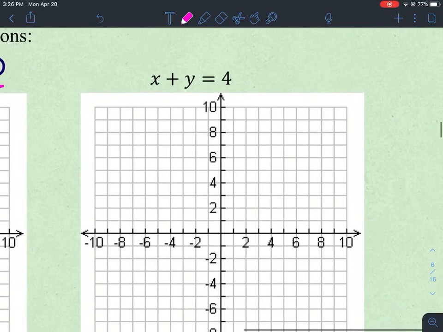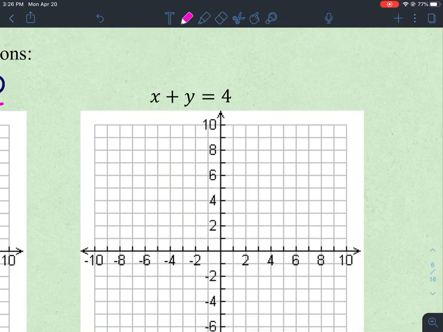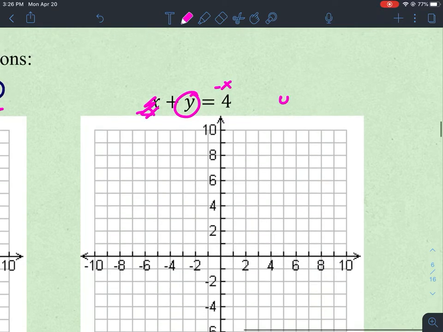Looking over here, you got x plus y equals 4. This is not written in slope-intercept form, but what we can do to get into slope-intercept form is get that y by itself. So how can I do that? I'm going to subtract x from both sides. So now y equals negative x plus 4.